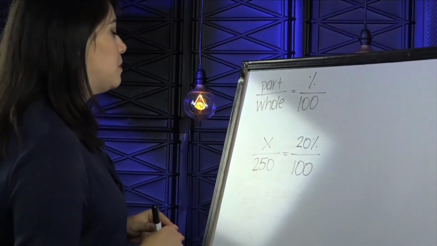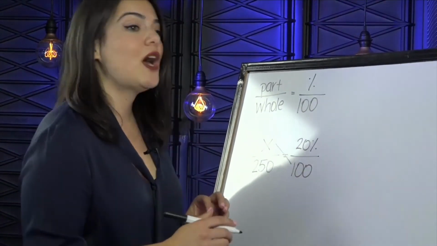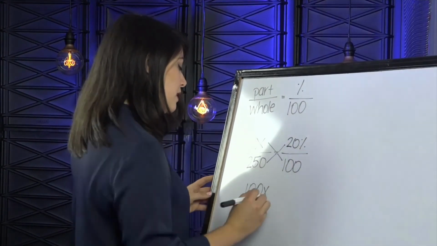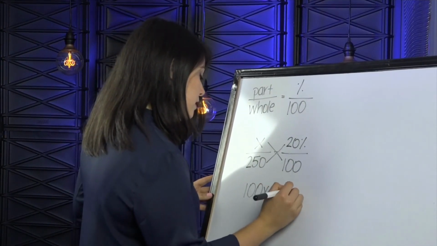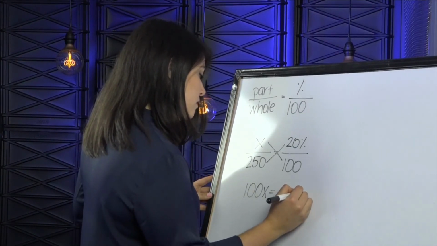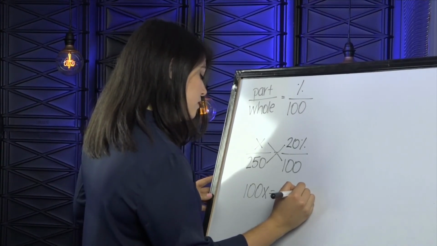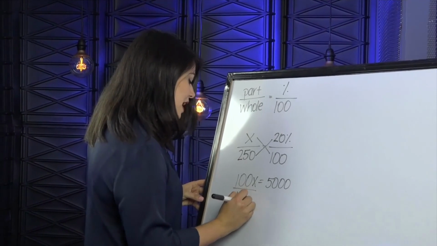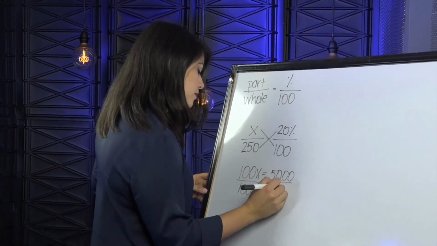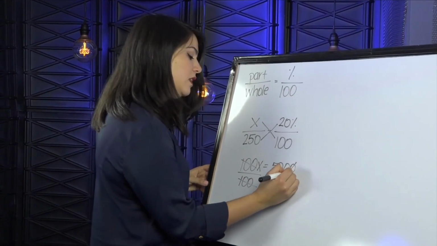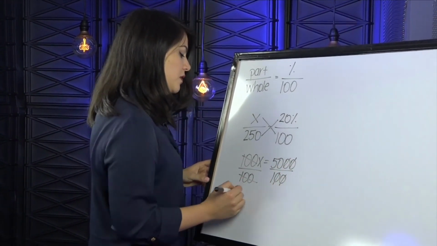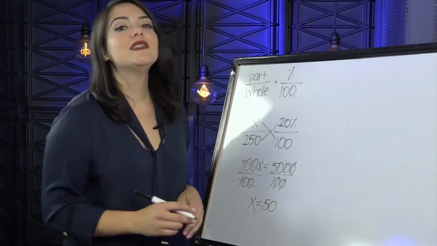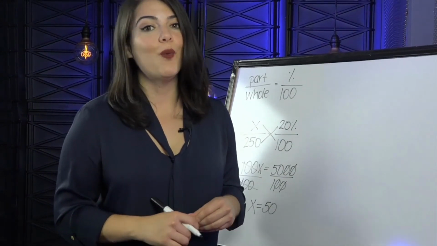Now let's go ahead and cross multiply. x times 100 is 100x. 250 times 20 is 5,000. Now let's divide by 100 to isolate the x. We can eliminate the zeros that they have in common on the top and the bottom. This gives us x equals 50. That means that there are 50 people at the field day wearing hats.